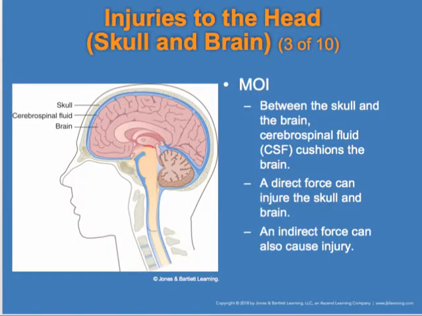Mechanism of injury really makes a difference with these types of patients, and understanding the anatomy and physiology will help make a lot of this mechanism make better sense, right? Between the skull and the brain is cerebrospinal fluid, and it cushions the brain. A direct force to the brain can injure the skull and brain. Indirect forces can also cause injury, but they're remarkably more difficult.